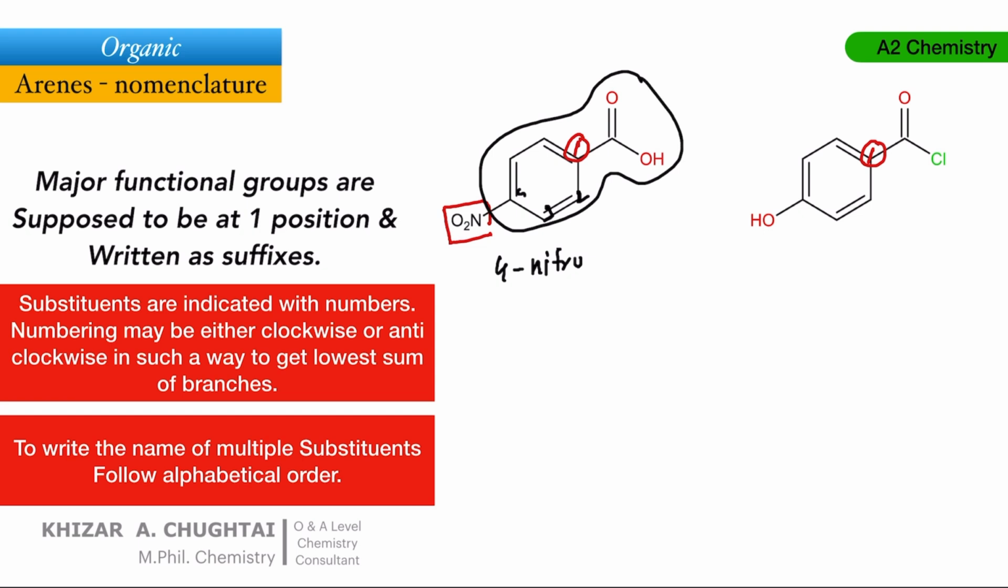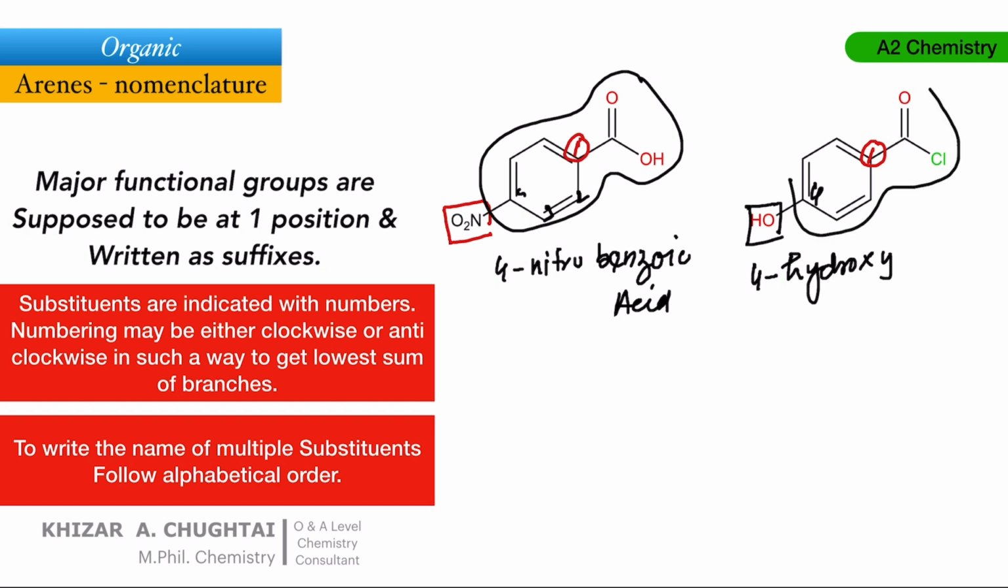and its name will be written collectively as 4-nitrobenzoic acid. In this case, this OH group is acting as a branch, and it is at the 4th position. So its name will be 4-hydroxy, and its name is benzoyl chloride. Its name is benzoyl chloride.